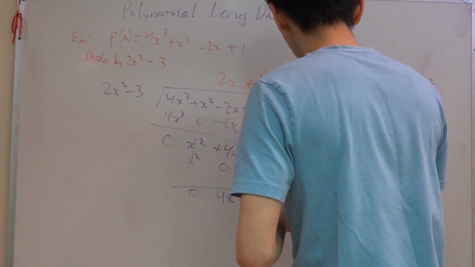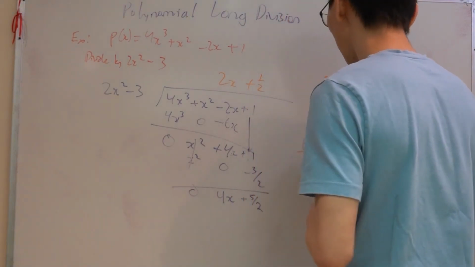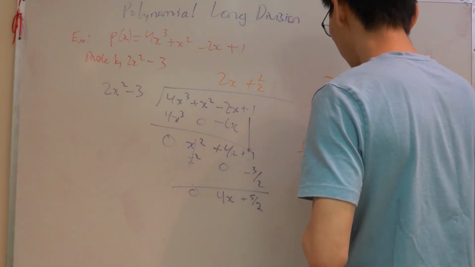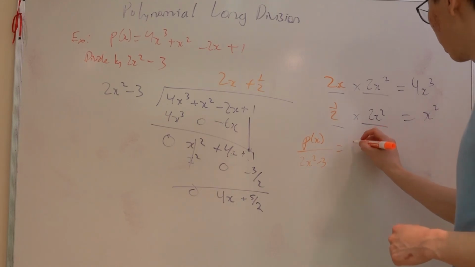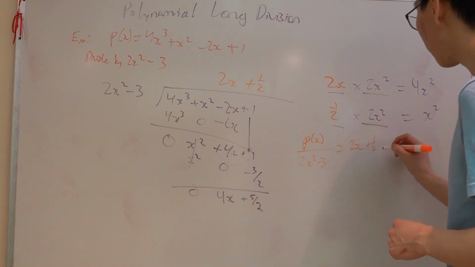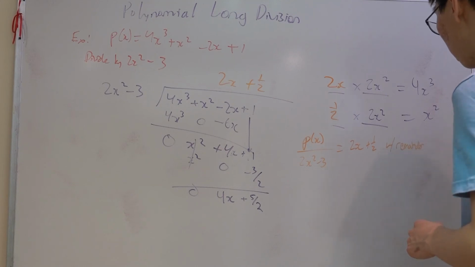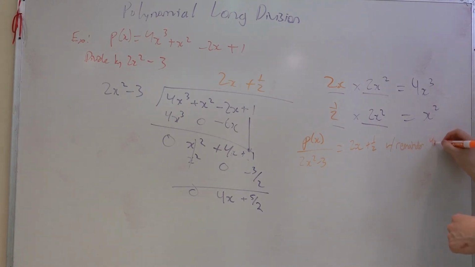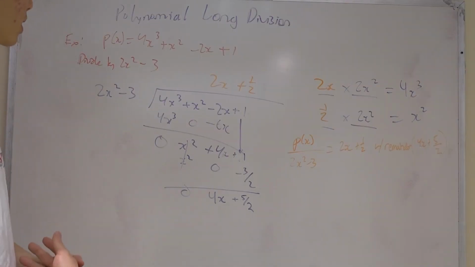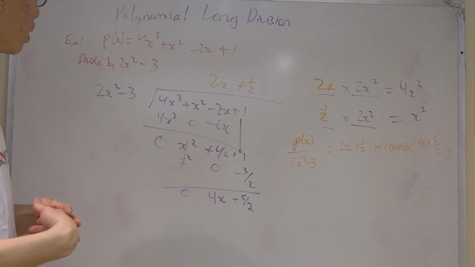P of x divided by 2x squared minus 3 is just equal to 2x plus 1/2 with remainder 4x plus 5 over 2. So that about covers everything I wanted to say about the long division procedure.